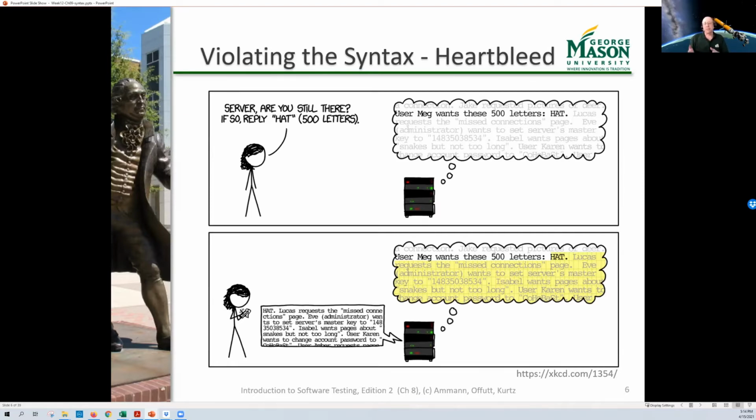So that's an example of testing that's kind of related to fuzz testing, right? We're taking that protocol, we're taking that syntax rule, and that rule that said the number of characters should be the same as what we've sent in. We're violating that rule by asking for more characters to see what happens.